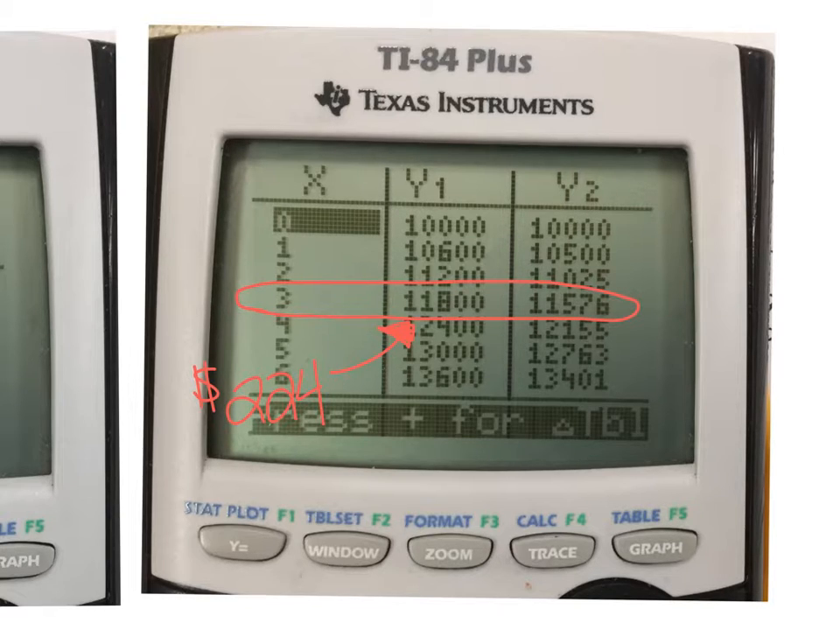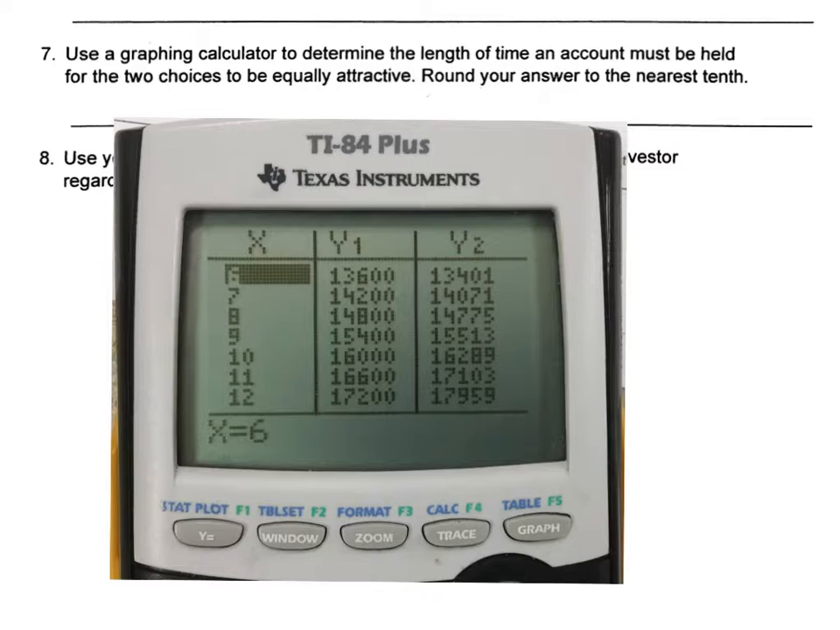All right, and then question 7 says when will the two be equally attractive? So when will they both be about the same is what it's asking. And it says round to the nearest tenth. So remember, that means we need to change what our calculator is counting by. Okay, so we're trying to figure out when will they be the same.